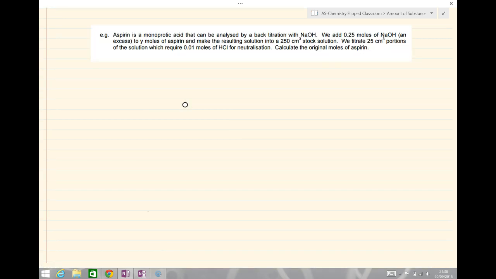So here's another example. Let's see how we get on. It says aspirin is a monoprotic acid. That means it's got 1 hydrogen for each acid molecule. That can be analysed by a back titration with sodium hydroxide. So we've got a monoprotic acid, and that's going to react with the sodium hydroxide. Because the sodium hydroxide has got 1 OH, importantly we're going to have a 1-to-1 ratio here in our neutralization reaction. So we get a salt plus water.